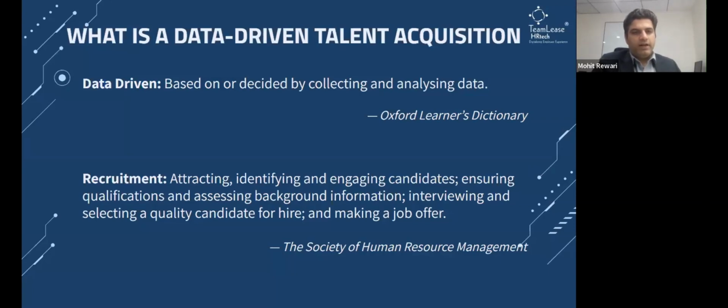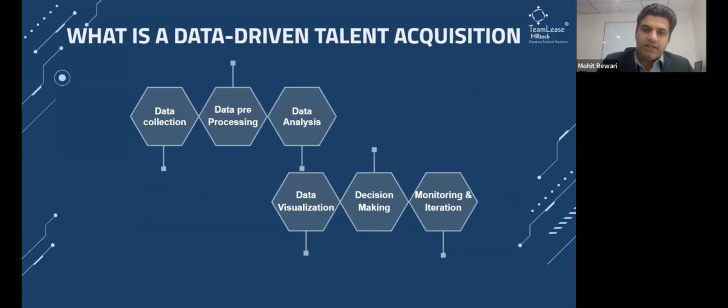Data-driven talent acquisition in itself is very simple in conceptual understanding. It talks about how data is being used at every step of the process to optimize and to take feedback in order to recreate or revise the solution approach. And within data-driven talent acquisition, we have majorly 6 areas which we look at. These 6 areas are not hierarchical in nature, they are more sequential in nature.